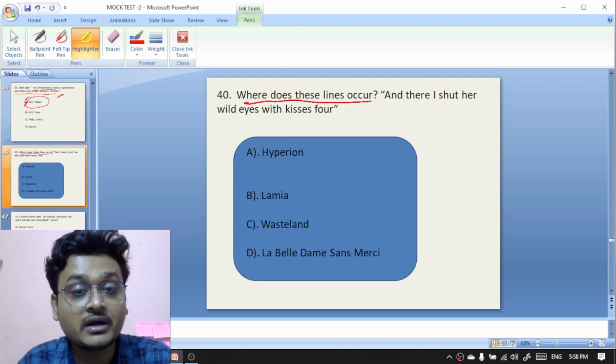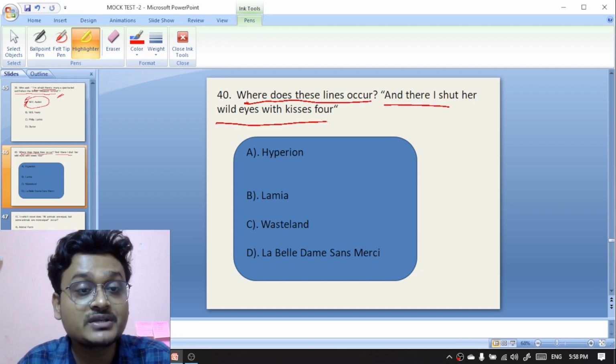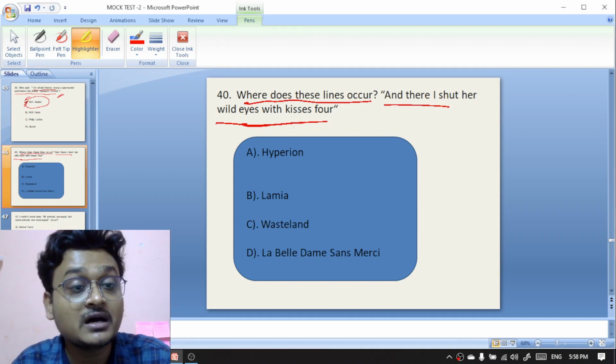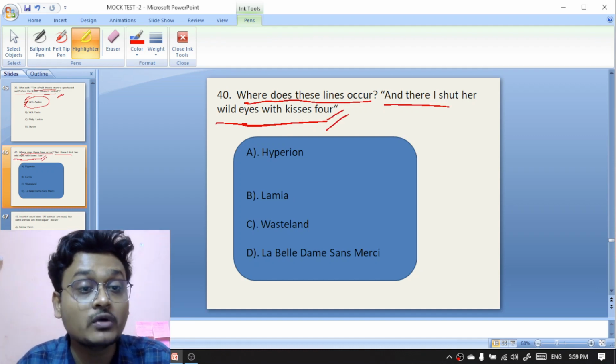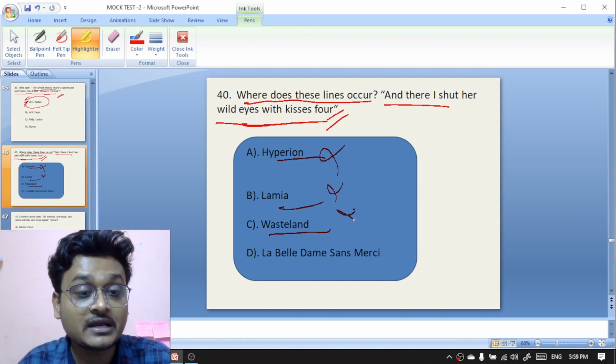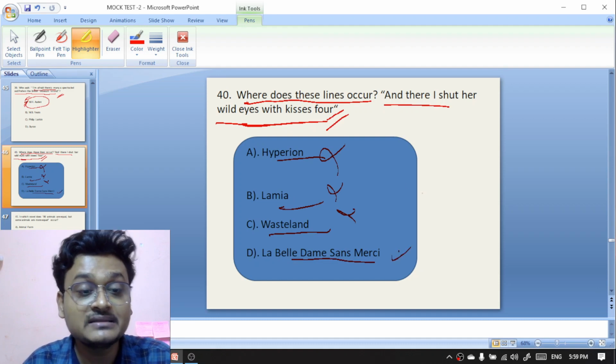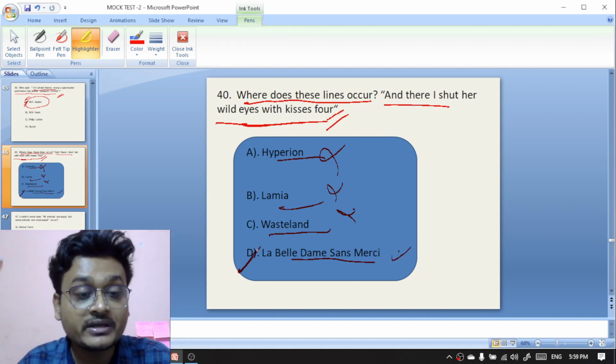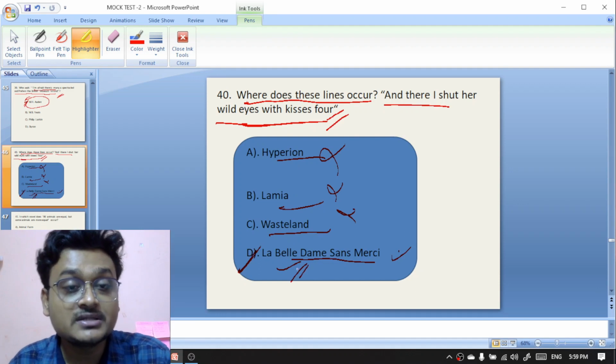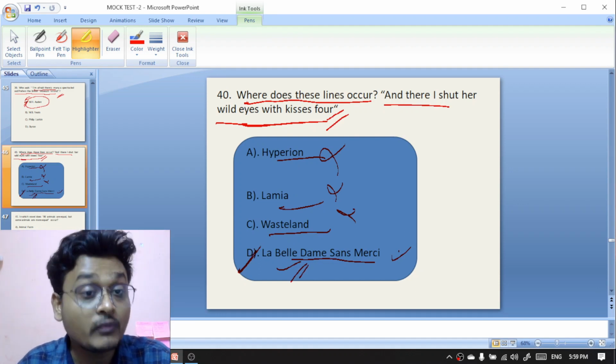Where do these lines occur? "And there I saw her wild eyes with kisses four." Hyperion, no. Lamia, no. The Waste Land, no. La Belle Dame Sans Merci. This poem is written by John Keats and is a ballad. In this poem these lines appear: "And there I saw her wild eyes with kisses four."